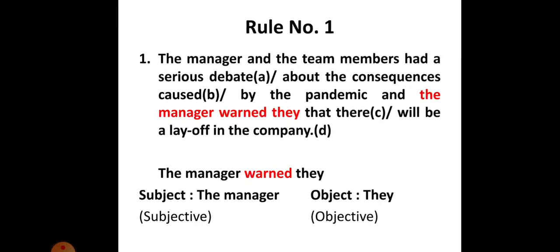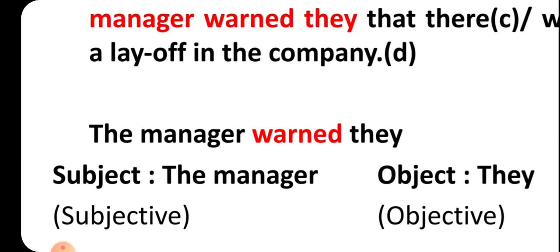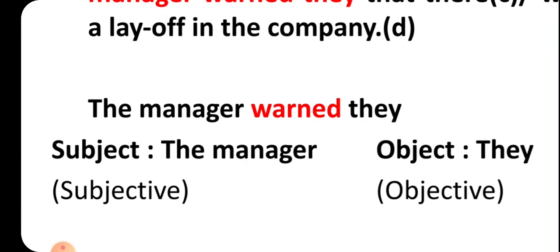We need to check. To understand the correct usage, you need to know the difference between subjective and objective case. There are some cases called subjective and objective. To understand what is subjective, look at this example. The manager warned they. In this statement, warned is the verb. Something that comes before the verb is called the subject. Here in this sentence, the manager is the subject and they, which is after the verb, is called the object.